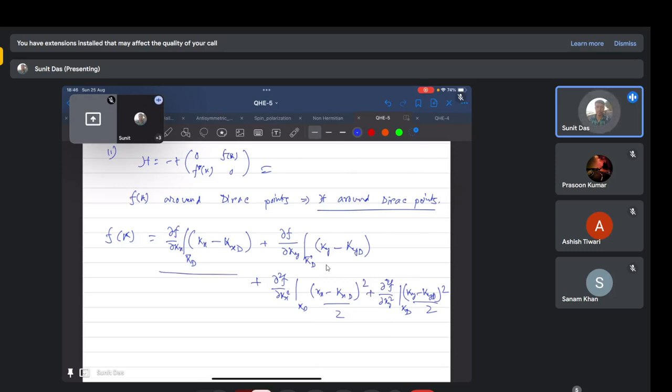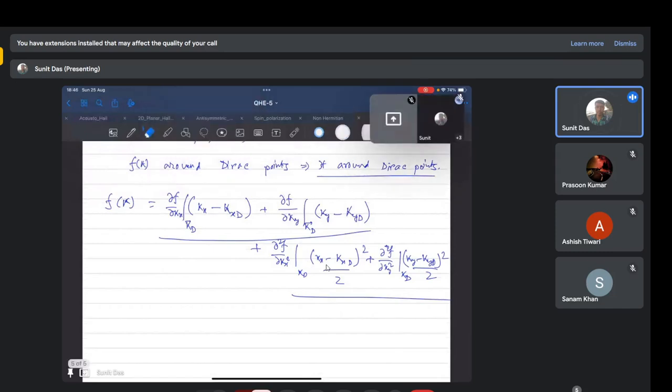But we are interested in the first two terms. If the first two terms are non-zero, then we will stop there. If there is no linear kx and ky term, then we will go to the higher order term. But it turns out that these are non-zero, so we will not go to the second order derivative term.